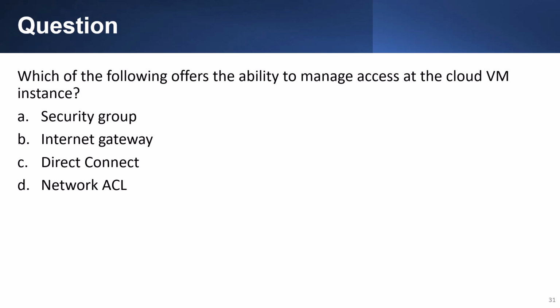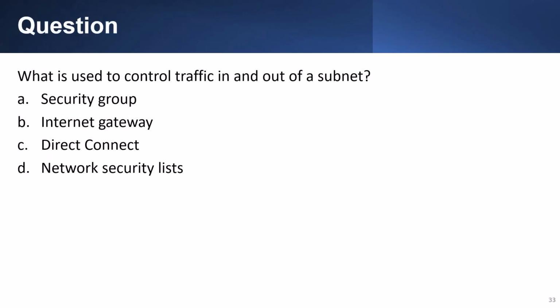Question: which of the following offers the ability to manage access at the cloud VM instance? Answer: Security Group. Question: what is used to control traffic in and out of the subnet? Answer: Network Security Lists.